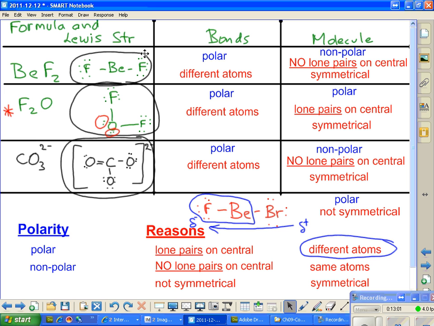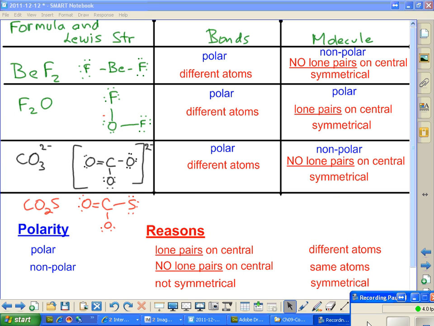In the carbon trioxide, or the carbonate ion, that baby is going to be nonpolar. Okay, now we're talking about this row right here. And it will be nonpolar because there's no lone pairs on the central atom, and it is symmetrical. Now, watch what happens if we make this asymmetrical. Let's first of all do some erasing.